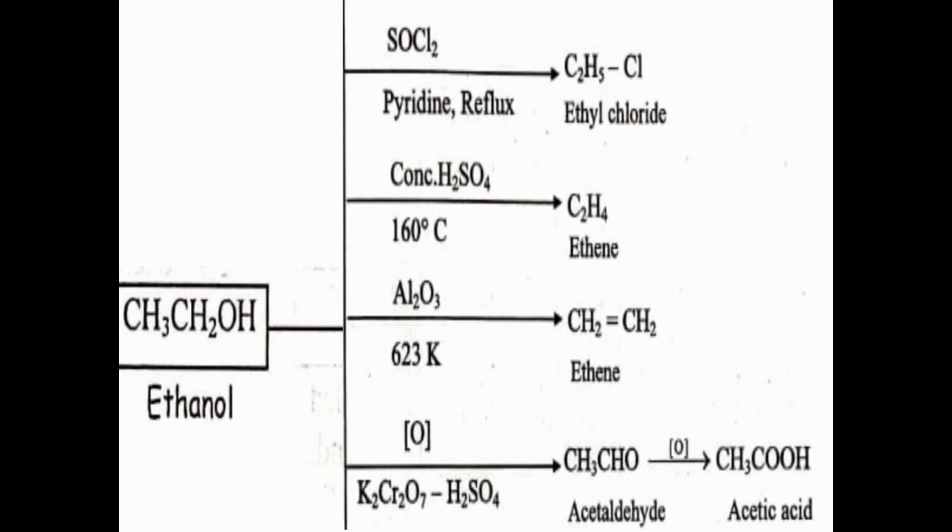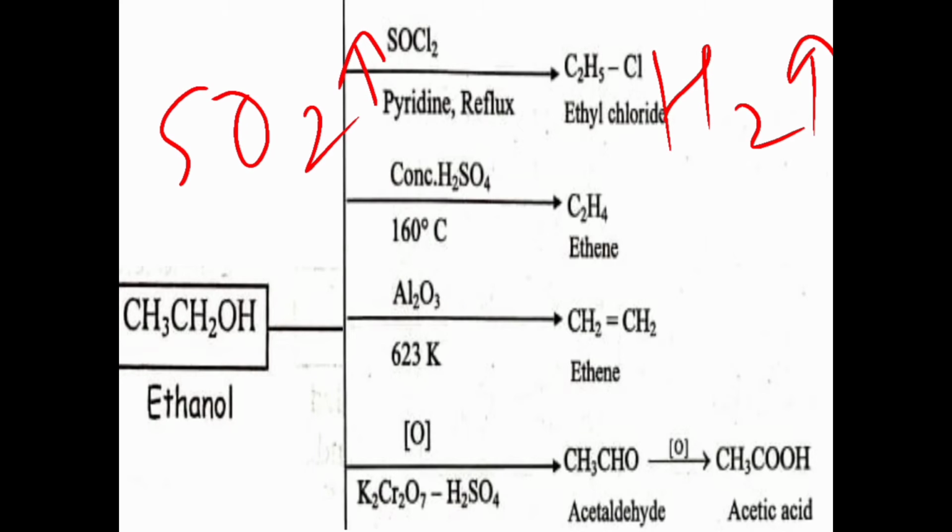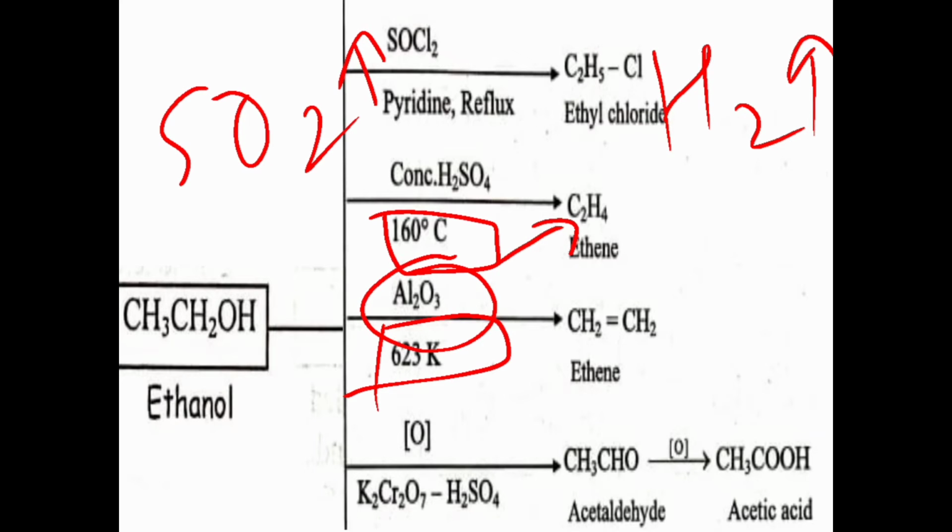So let's go further. Ethanol with SOCl2, the same reaction. In this, the byproducts will be SO2 gas and HCl gas. Now the reaction of ethanol with H2SO4 at 160 degrees Celsius. This temperature is important and has to be maintained for the formation of ethene. And the reaction of ethanol with Al2O3, in this also the 623 Kelvin temperature should be maintained in order to prepare ethene.